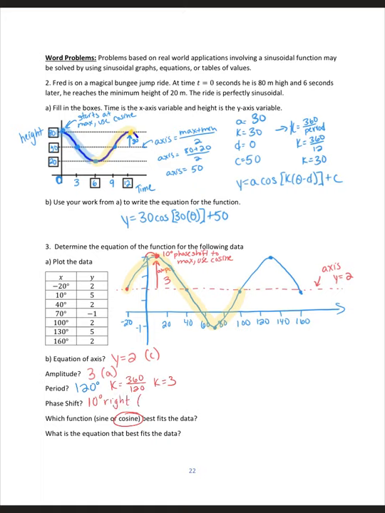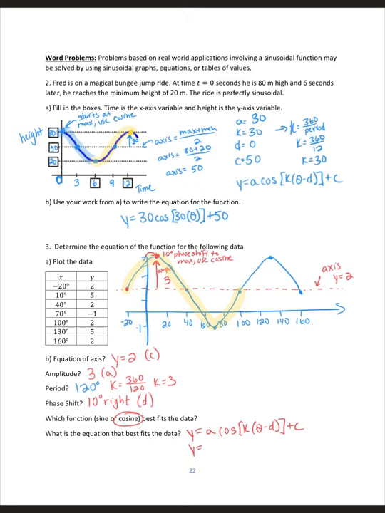Okay, and remember that is the d value in our equation. So our cosine is the best fit. What is the equation? Let's remember our general form of our equation one more time. y equals a times the cos of k theta minus d plus c. So we've identified all those variables. We should just be able to plug them in.